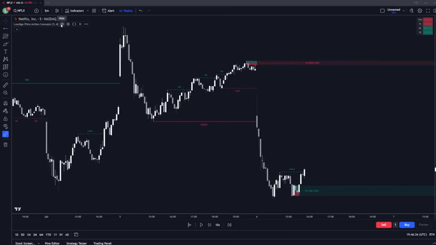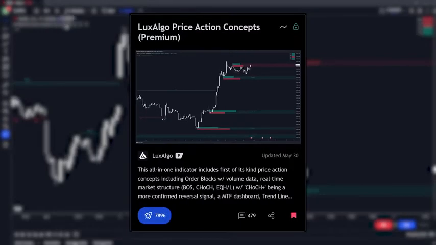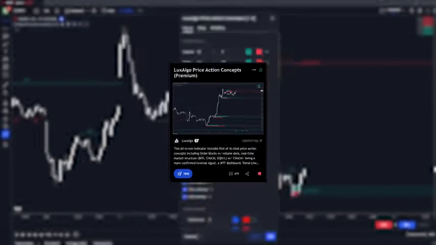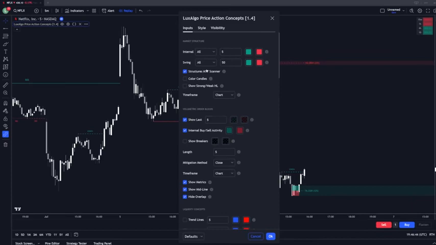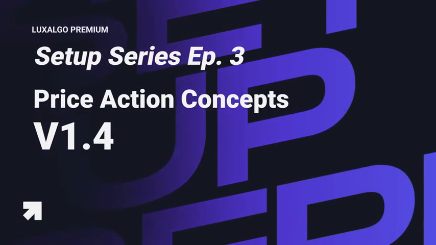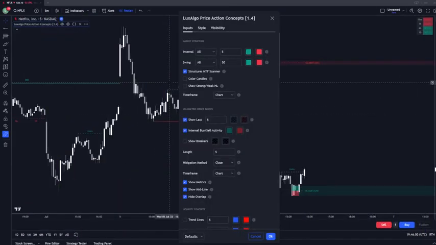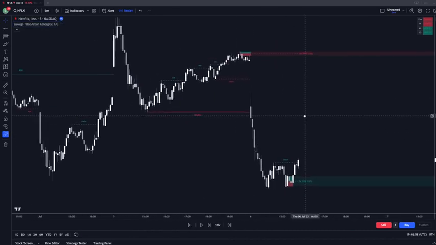What up guys? In this video, we are covering the LuxAlgo price action concepts version 1.4 to give us a setup as a part of our LuxAlgo setup series episode 3. We are taking various components, specifically a part of the LuxAlgo price action concepts indicator, to give us an entire setup to trade with.